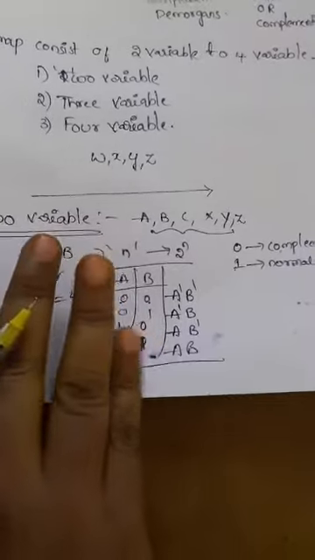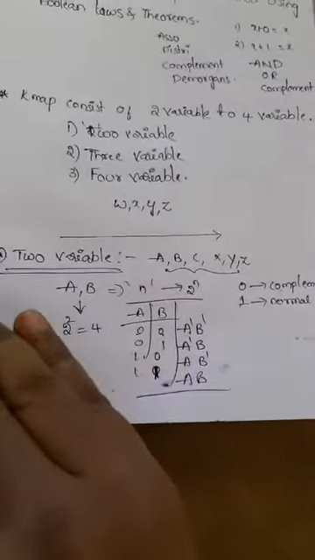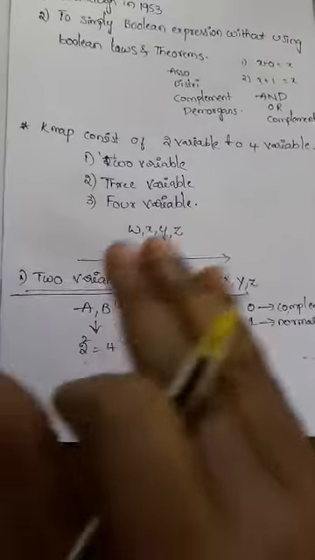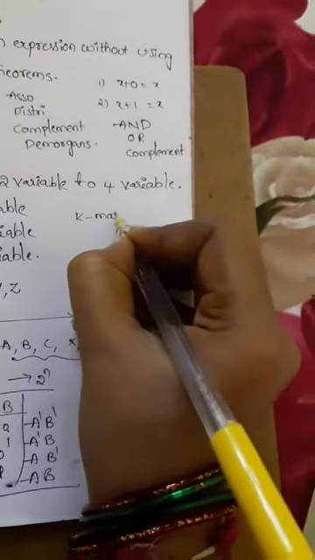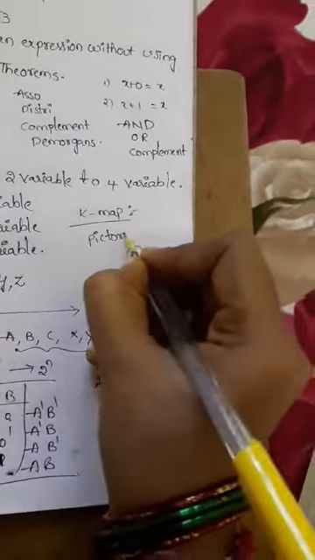Now, how do we represent a K-map? What is a K-map? This K-map is nothing but a pictorial representation. Remember this: a K-map is a pictorial representation.